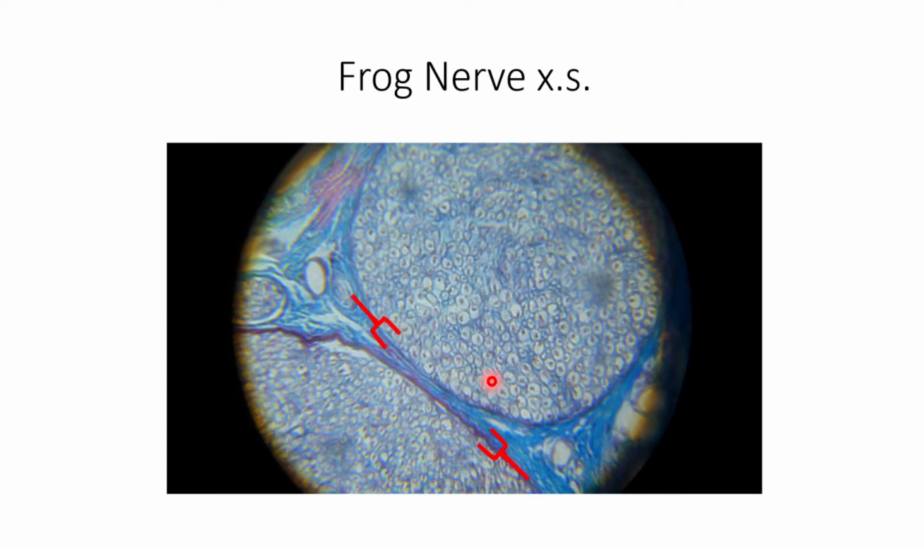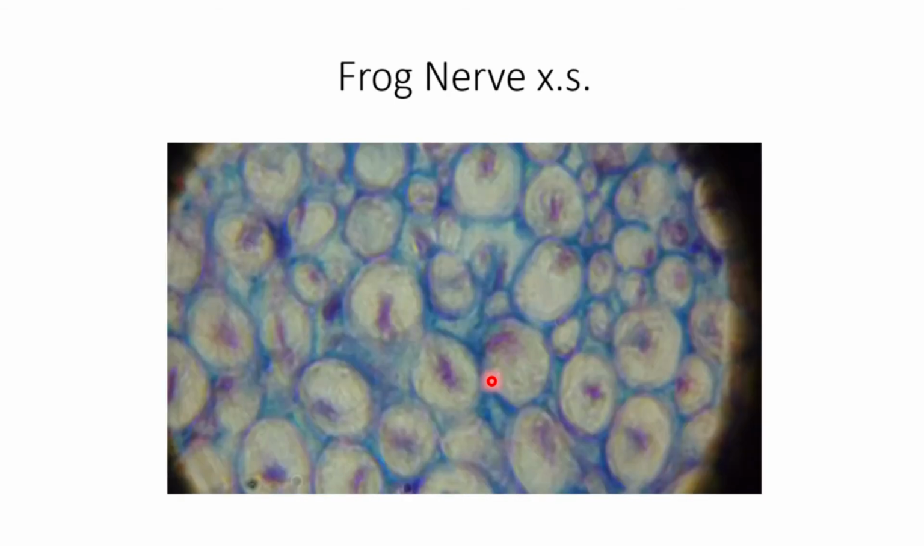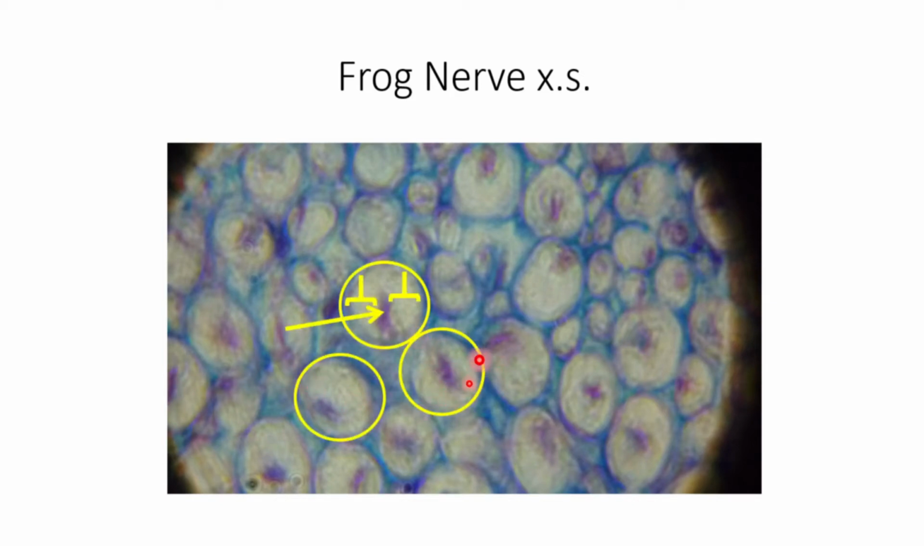Now, let's take a closer look inside your fascicle. So here you can see the individual nerves bundled together. So again, you have here one nerve cell, and another one. So you are seeing their cross sections as well.